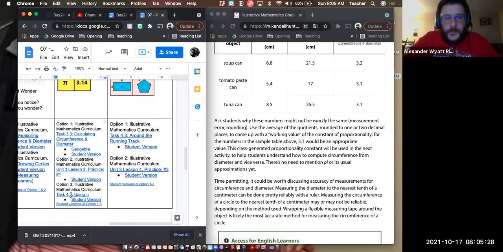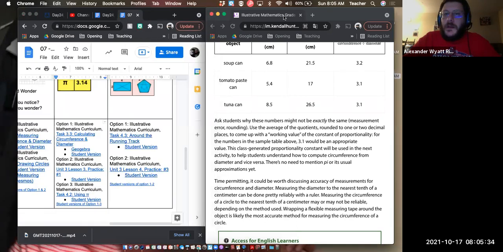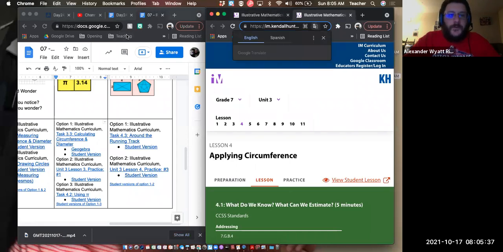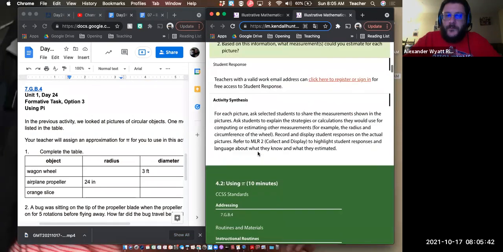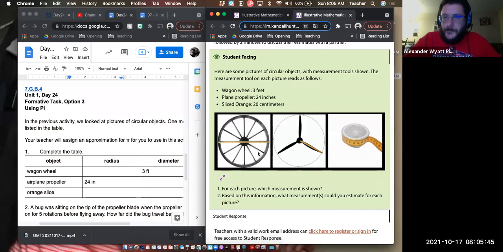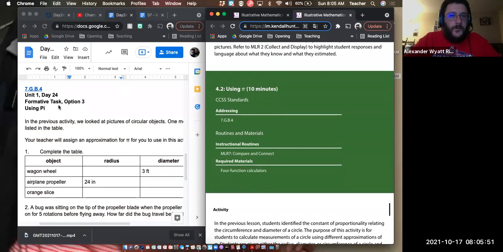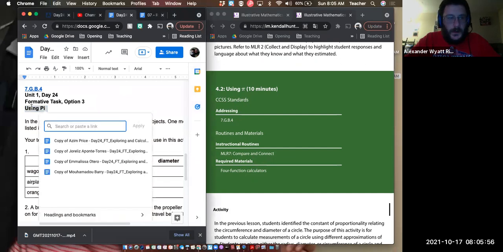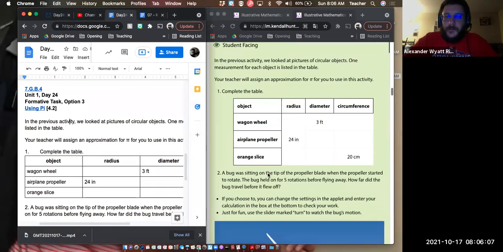So using pi 4.2. Okay. So let's take a look. I'll pop this one over here. 4.2. And 4.2, 4.2, 4.2. Ah, there you go. 4.2. So I'm going to put in the link right there. And I'm going to put right next to it 4.2. Previous activity.